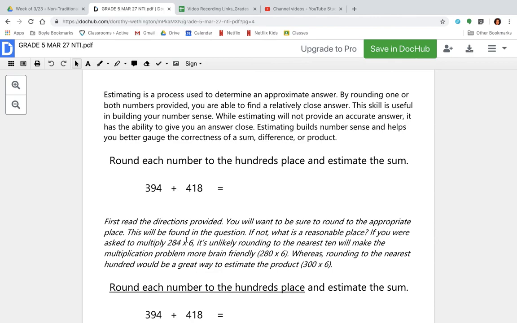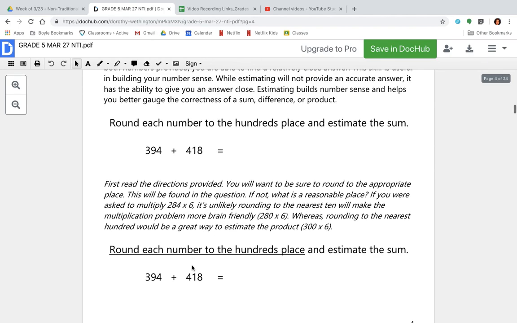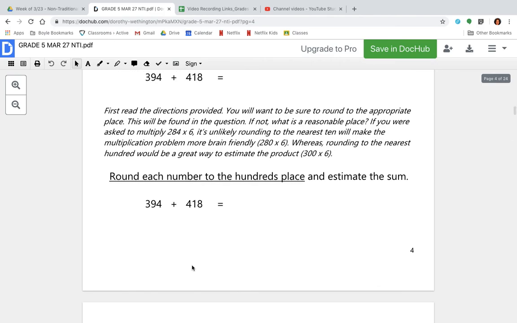If you were asked to multiply 284 times 6, it's unlikely rounding to the nearest 10 will make the multiplication problem more brain-friendly, 280 times 6. Whereas rounding to the nearest 100 would be a great way to estimate the product, 300 times 6. So round each number to the hundreds place and estimate the sum.